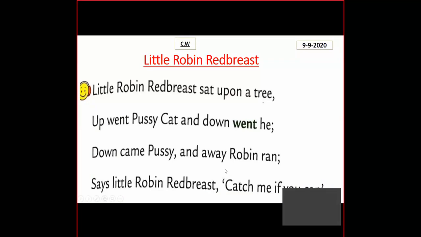Okay, now I'm going to ask questions. Now see, who says yes, over here? Okay, now listen to me. Who says that? Catch me if you can. Who says that? Little bird. Little robin. But little robin says to whom? Catch me if you can. Pussycat. Very good. Okay. And who jumped after little robin? Oh, sorry. I gave you the answer already. It's okay. So now you know. Pussycat. Yes, the pussycat jumped. And what happened to the pussycat then?